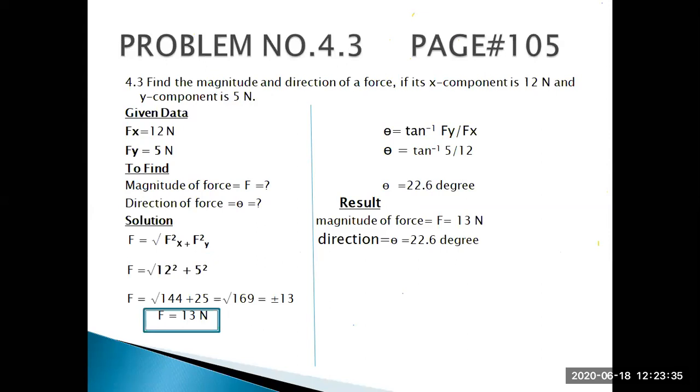So the angle we found is 22.6 degrees with the x-axis. Our result is the magnitude of the force, F, which is 13 Newton, and the direction, theta, which is 22.6 degrees with the x-axis. These are the two things required in this numerical. So this is the end of 4.3.